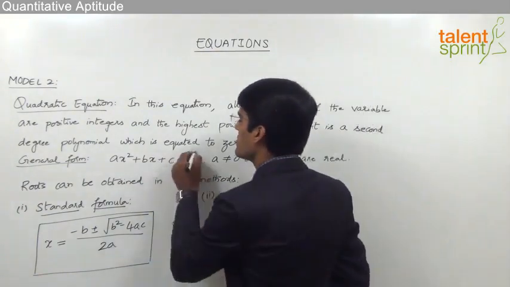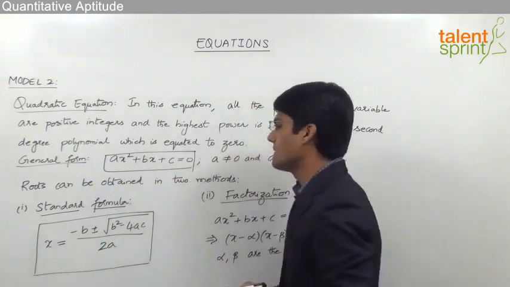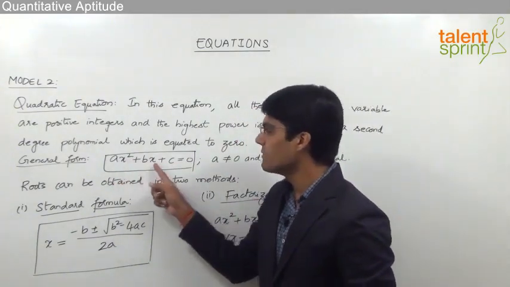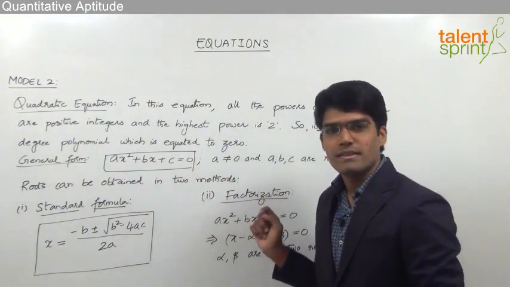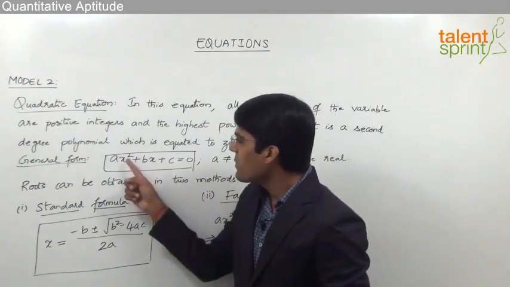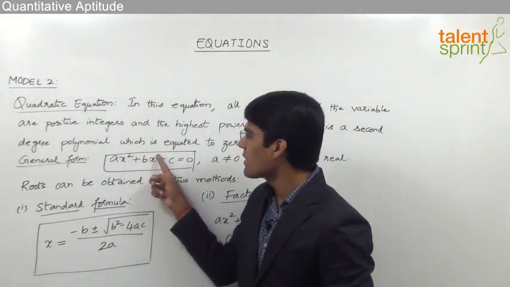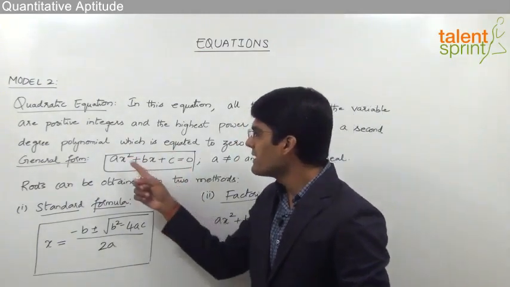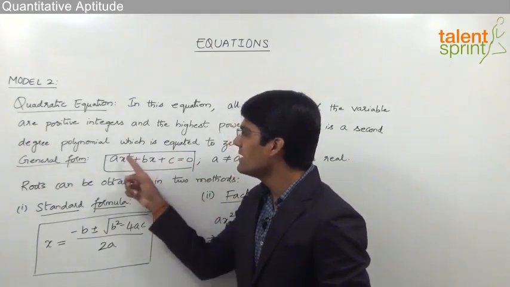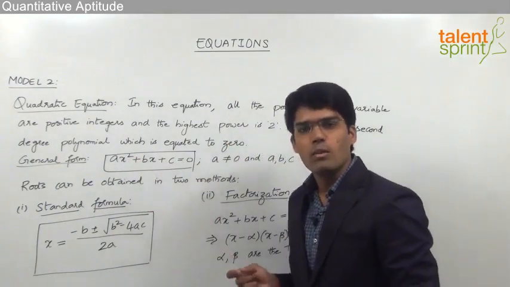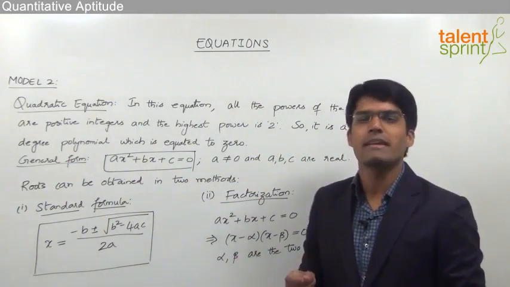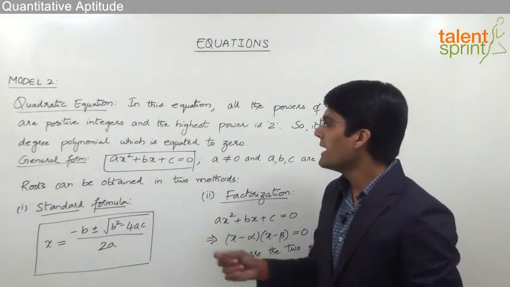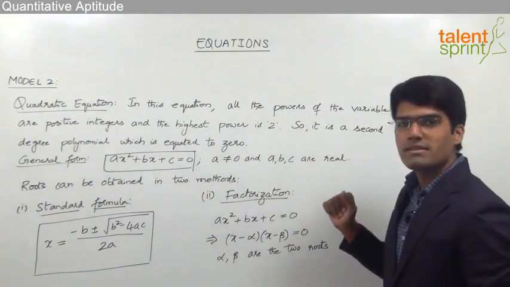So this is the most general representation of a quadratic equation, that is ax squared plus bx plus c equals to 0, where x is the variable and a, b, c are constants. So as you can see here, the highest power of x is 2, the other power is 1 and the third power here is 0. So such an equation where the highest power of the variable is equal to 2 is referred to as a quadratic equation. And a, b, c here are real constants.